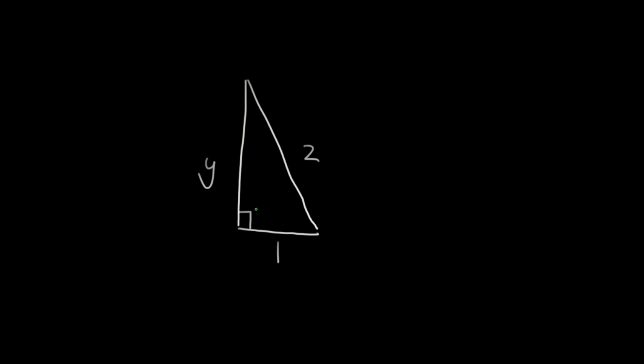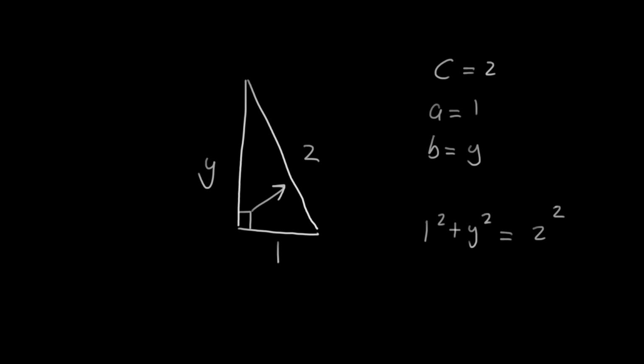Okay, another example. So again, the hypotenuse is always across from the right angle. Only c is the important one. So I'm going to let a equal 1 and b equal y. So now we have 1 squared plus y squared equals 2 squared.